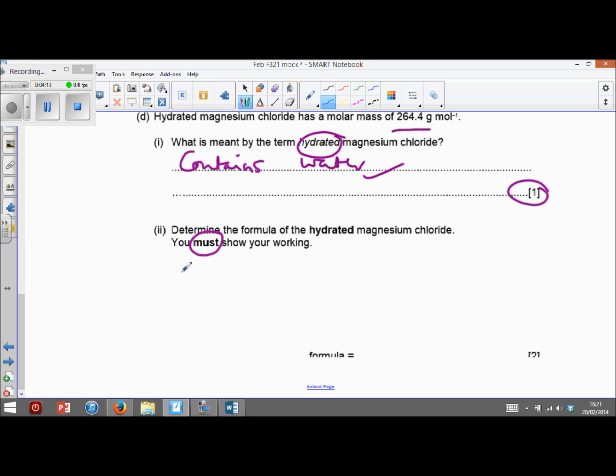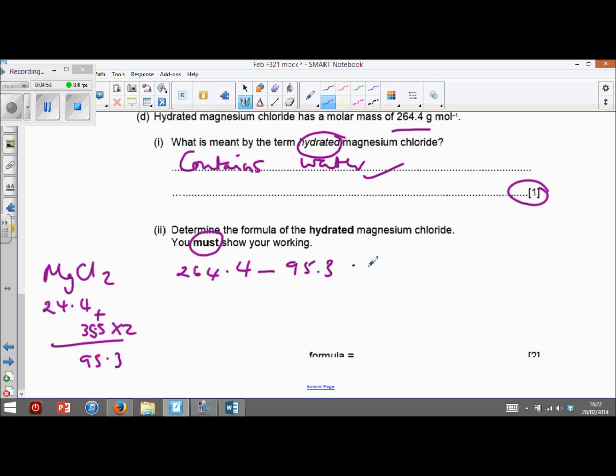Here it gives you the molar mass of 264.4. You need to work out the molar mass of magnesium chloride. Magnesium is 24.3 and Cl is 35.5 times 2. You add them up, and that gives you 95.3. So take 95.3 away from 264.4, because that gives you the Mr of the water.